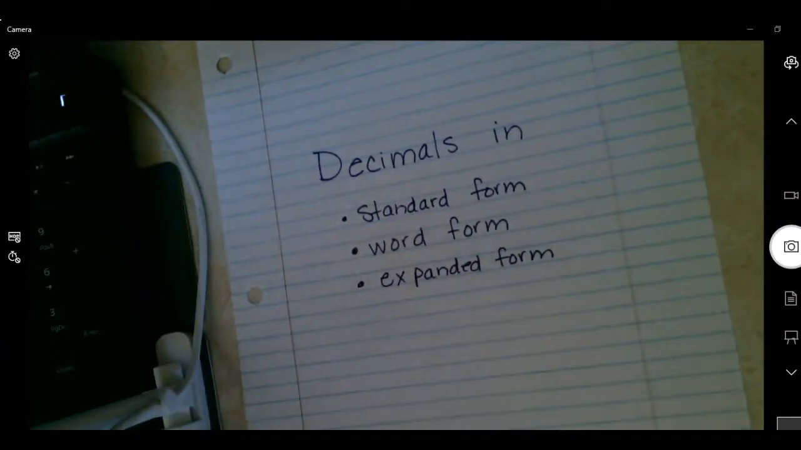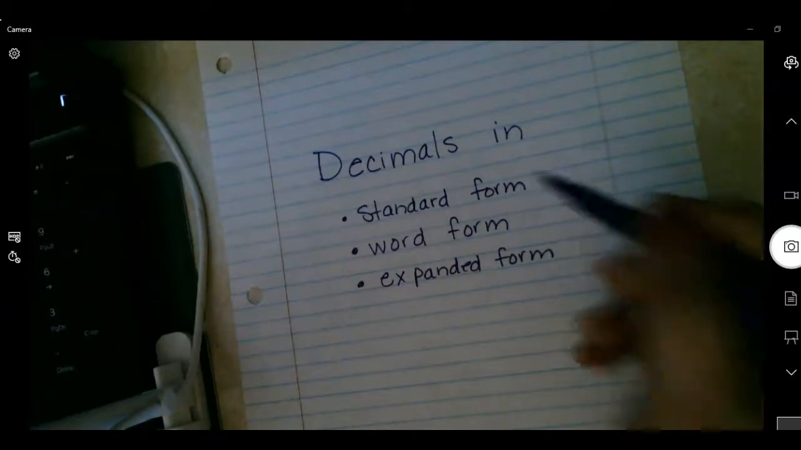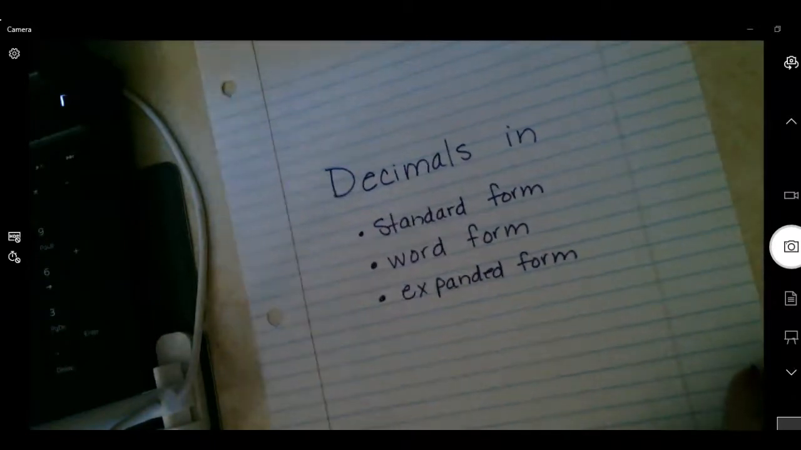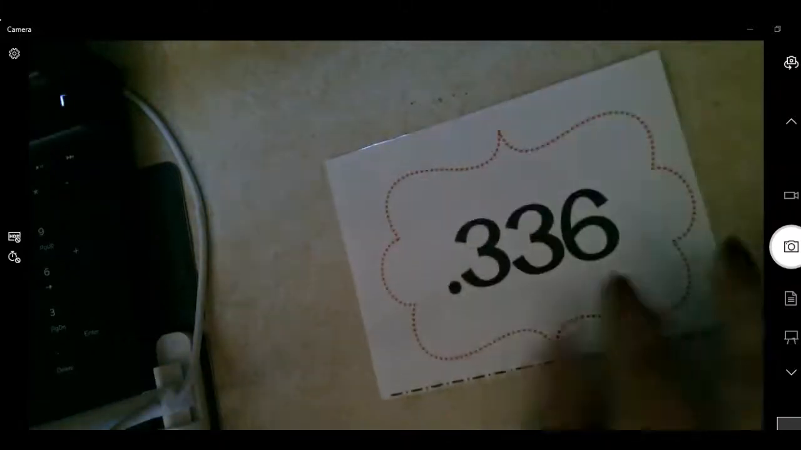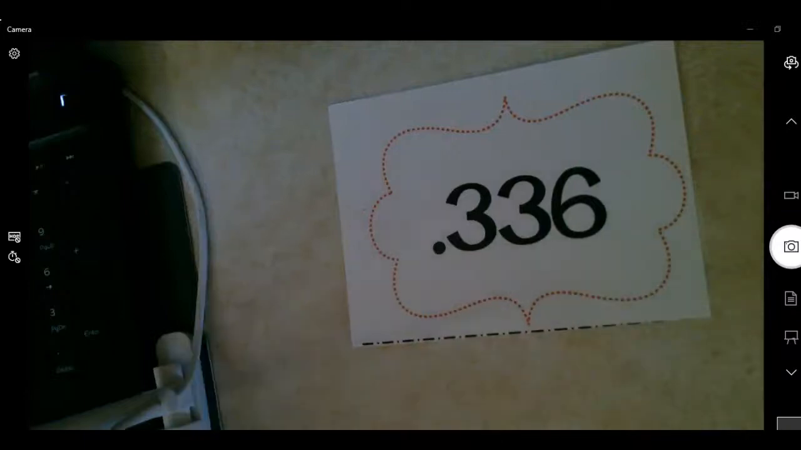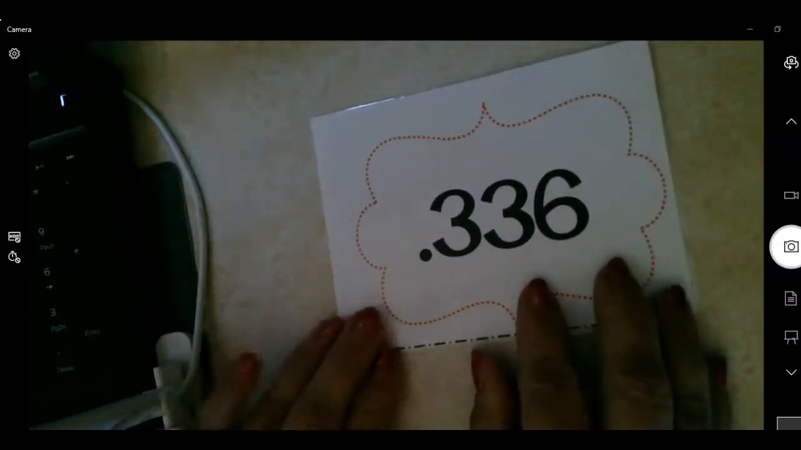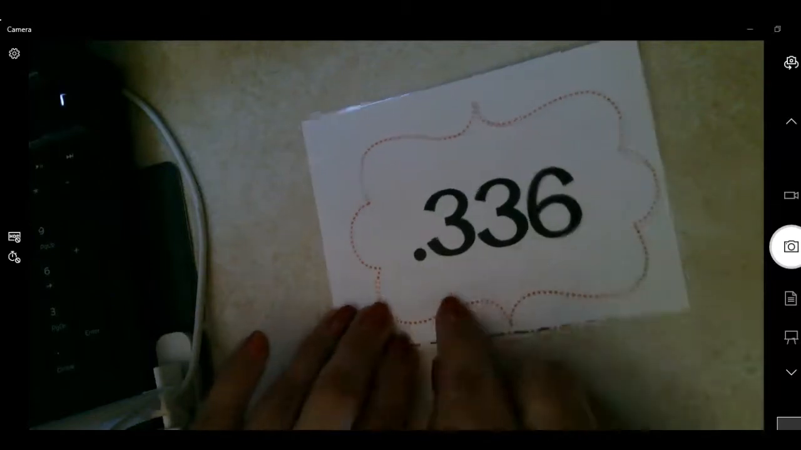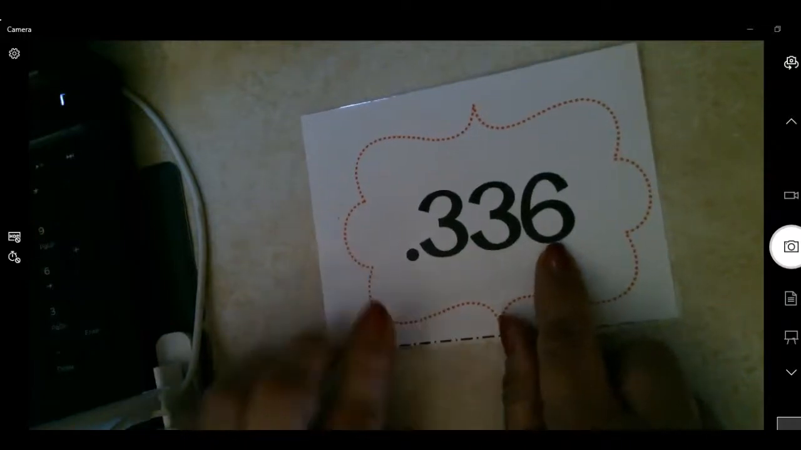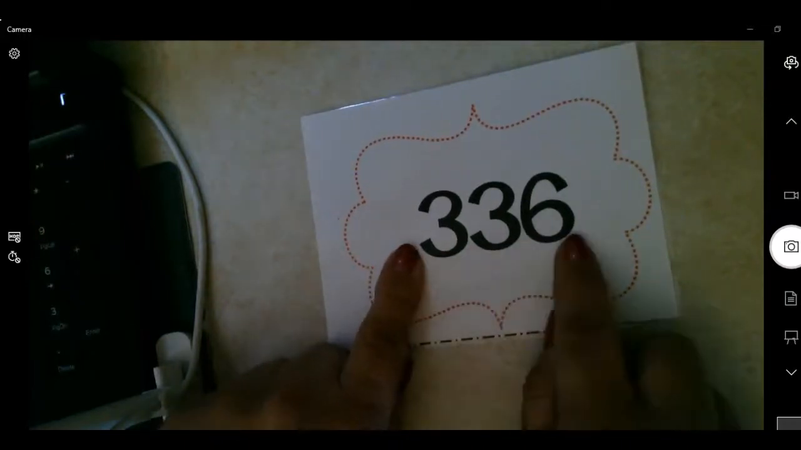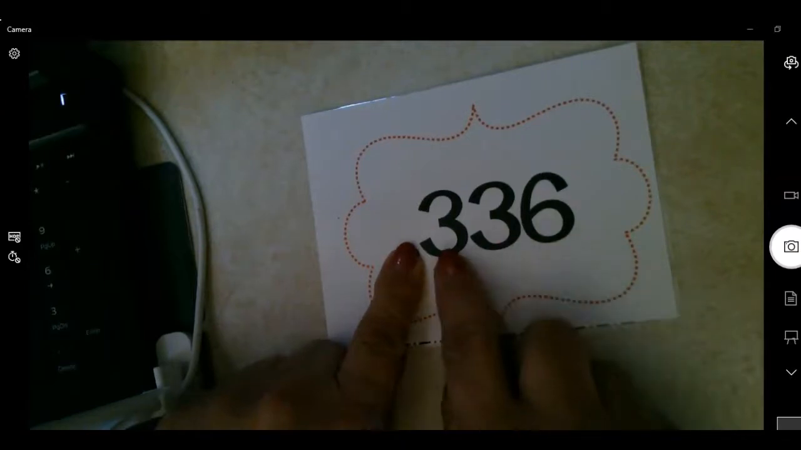I first want to start by talking about decimals in standard form. When we're talking about a decimal in standard form, we're just talking about it written as a regular number. This is a decimal in standard form, just the number. So remember, when we're reading a decimal or saying a decimal, we think about its first name and we just look at the number that we see.